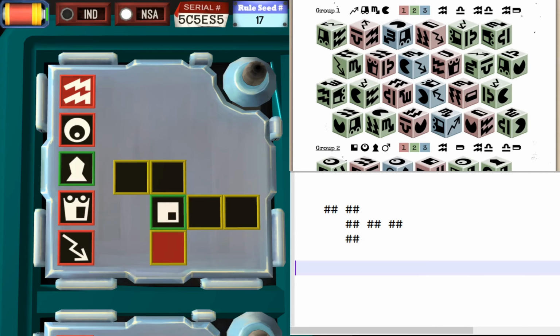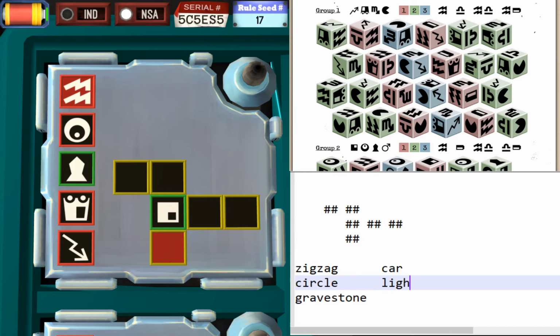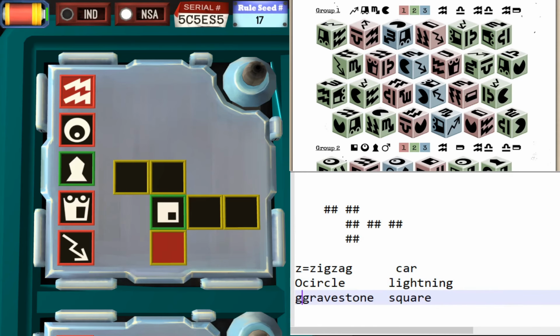We have this sort of weird zigzag shape. We have a circle, we have a gravestone, we have the funny car that we had last time, we have a lightning bolt, and then we have a square with a square cutout. I'm going to give each of these names so that we can refer to them in the net.